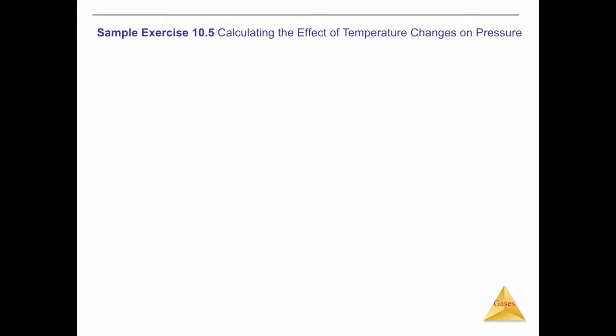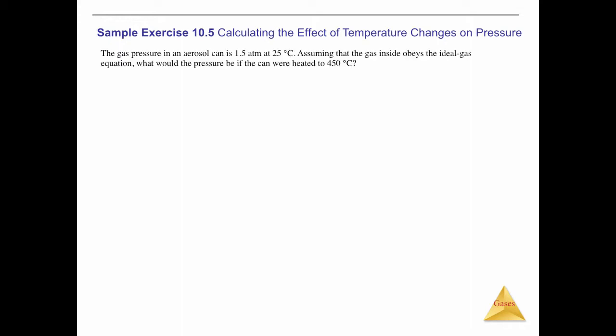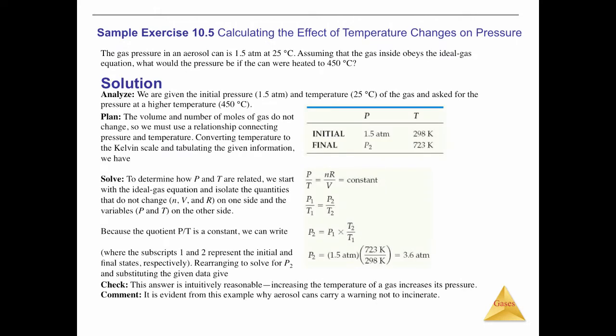Sample exercise 10.5, calculating the effect of temperature changes on pressure. The gas pressure in an aerosol can is 1.5 atmospheres at room temperature, or 25 degrees Celsius. Assuming that the gas inside obeys the ideal gas equation, what would the pressure be if the can were heated to 450 degrees Celsius? So we have our values tabulated here. We have the initial pressure given and the initial temperature given, and we're given the final temperature and we're asked to calculate the final pressure.